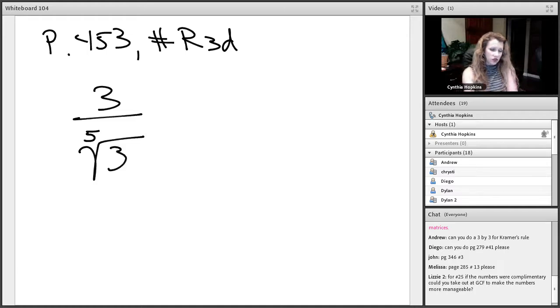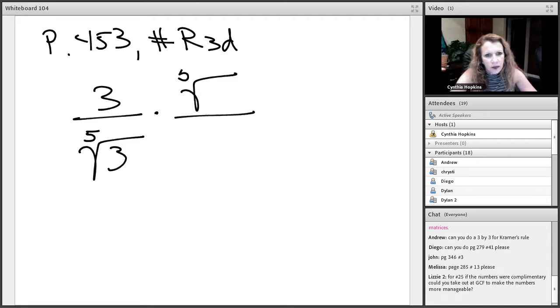Okay, I'm envisioning that some of you are thinking you should multiply by the 5th root of 3 over the 5th root of 3 because you're so used to rationalizing square roots in your denominator. Well, if I multiply by the 5th root of 3, 5th root up here and 5th root down here, do you agree that gives me the 5th root of 9?